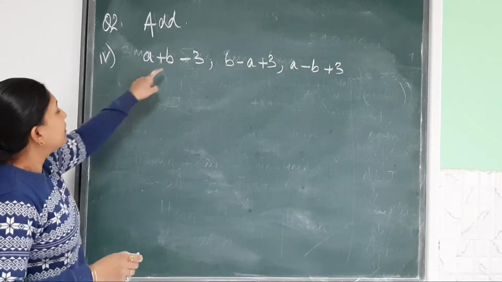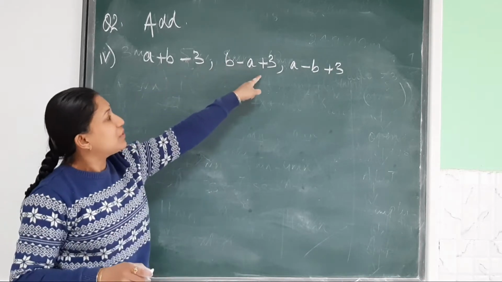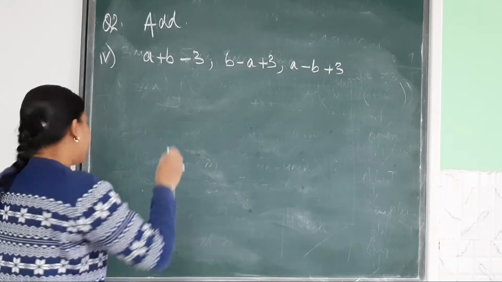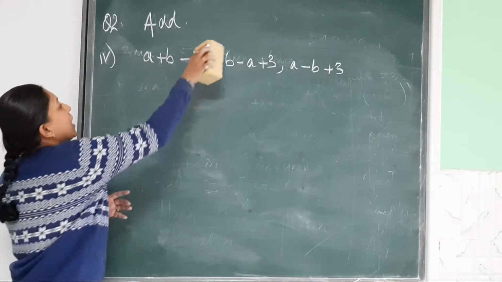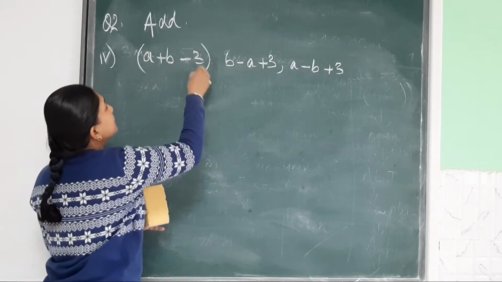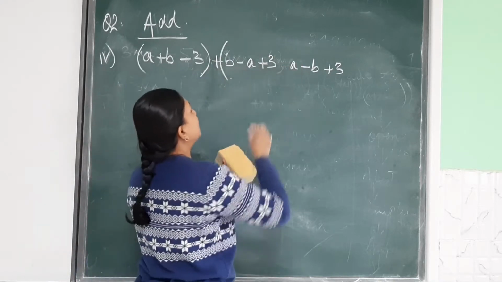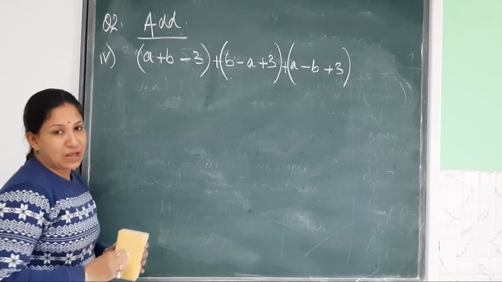You can see 3 expressions are given: a plus b minus 3, b minus a plus 3, and a minus b plus 3. So what will you do? I am doing it directly here. You will rewrite and put a bracket around the first. The question is to add, so put a plus sign. Again, put a bracket around the next, and put a plus sign and a bracket around the last.